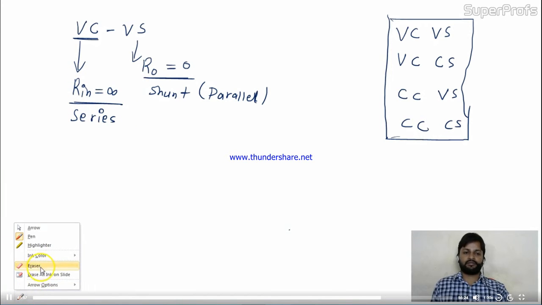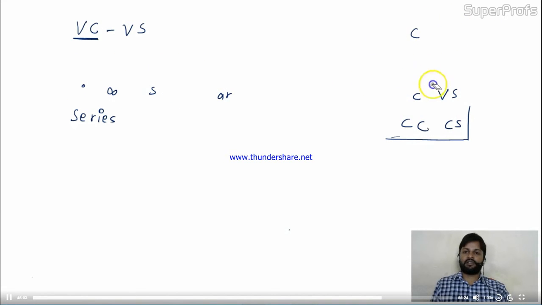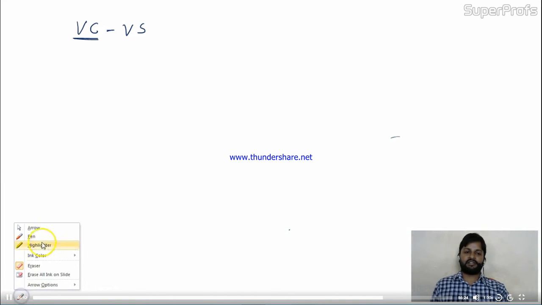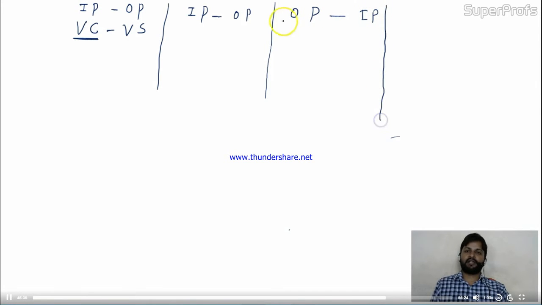Now let me come to the different names of voltage control, voltage source. Let me erase this part also. Voltage control, voltage source is nothing but the series-shunt topology or series-shunt amplifier. This is the input stage, this is the output stage. Another way to write is also available, in which we take the input and output, but at the output I'll take the name of the output first. So let me show it over here.